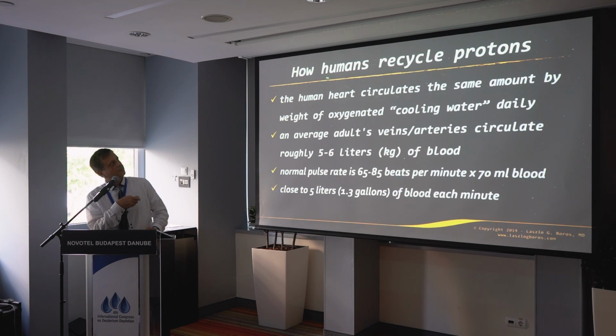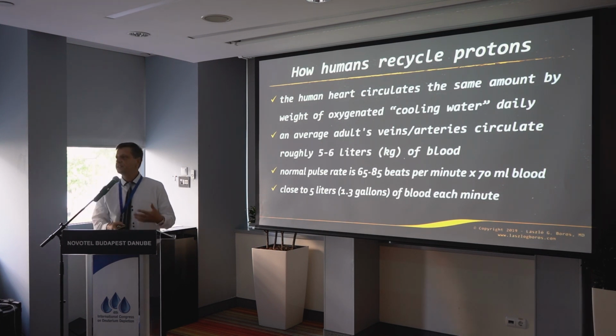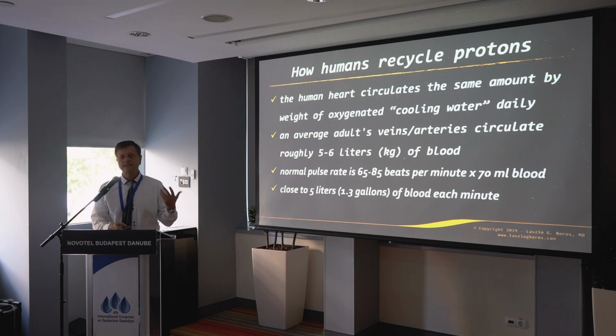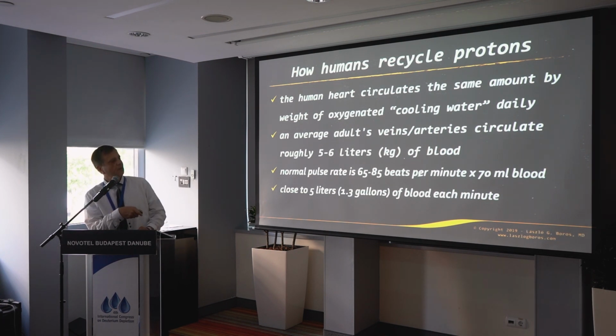So if you look at how and why mammalian cells are able to transfer so many protons, the human heart circulates the same amount of water a day. It's recalculated by looking at the 5-6 liters of blood we have in our system. Each minute we turn it over, because our heart rate is between 65-85 heartbeats per minute. And our ejection fraction, the volume of blood ejected, is 70 milliliters at each systolic phase, or contraction of the heart muscle.